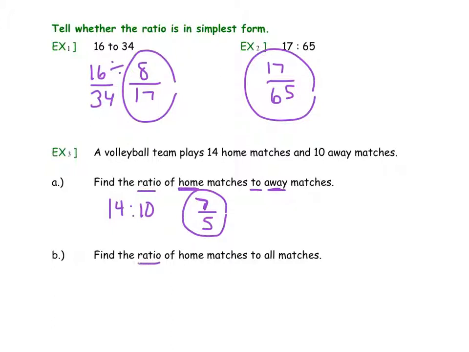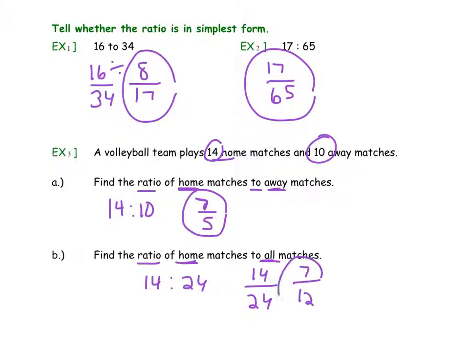Now it says find the ratio of home to all. Well, how many were home? 14 were home. And then all means you would add the 14 and the 10 together to get 24. And then you would reduce that. So if we divide those by 2, I would get 7 to 12. So that's the simplest form of that ratio.